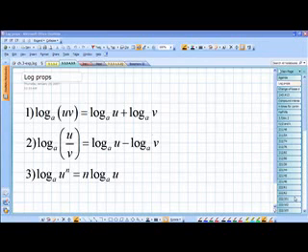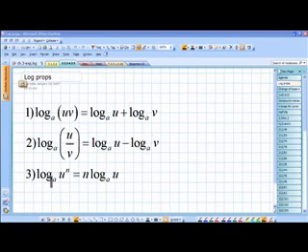This lecture is on properties of logarithms. We'll start off with these three properties. The log base a of the product u times v is log base a of u plus log base a of v. That is, the log of a product is the sum of two logs. And likewise, the log of a quotient is the difference of two logs. Multiplication and division, sort of analogous with addition and subtraction.